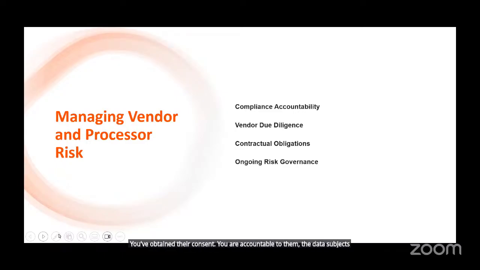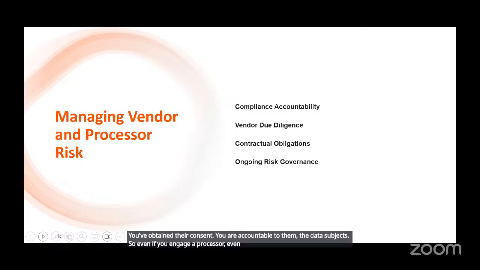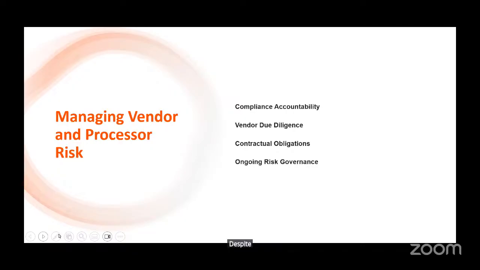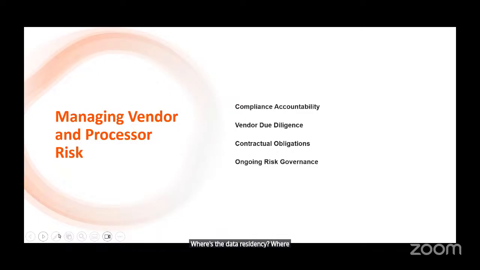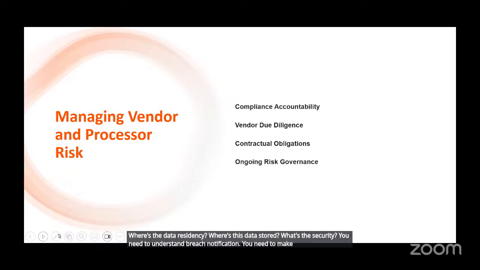So even if you engage a processor, even if it's a processor who is registered, it's important to understand that the controller does remain responsible for ensuring that third-party processing complies with the Data Protection Act, despite the fact that the processor is registered. You need to do your due diligence on your processors. That's the risk assessment. You need to conduct that due diligence. You need to understand, are they registered? Where's the data residency? Where's this data stored? What's the security? Breach notification. You need to make sure that they can notify you if there's a breach. How will they notify you? You need to have that.